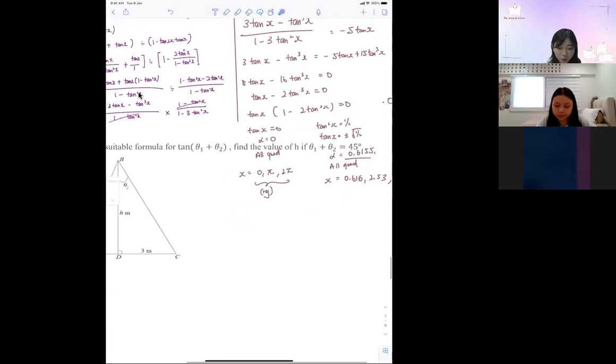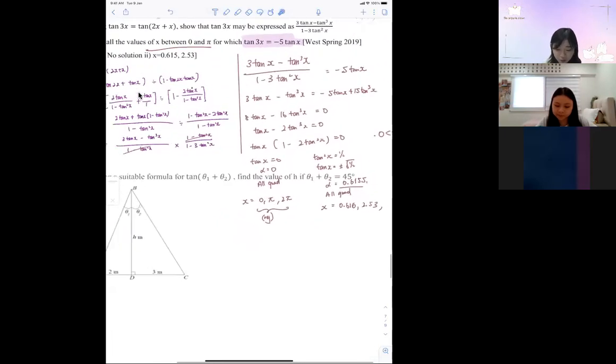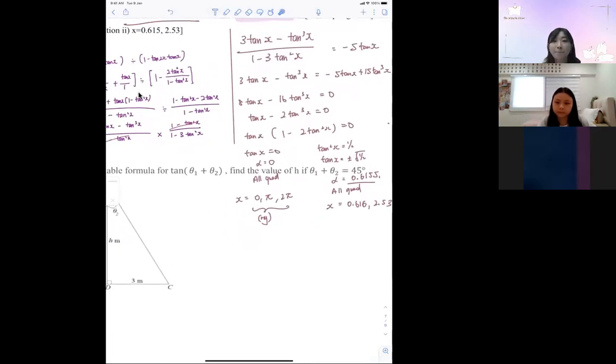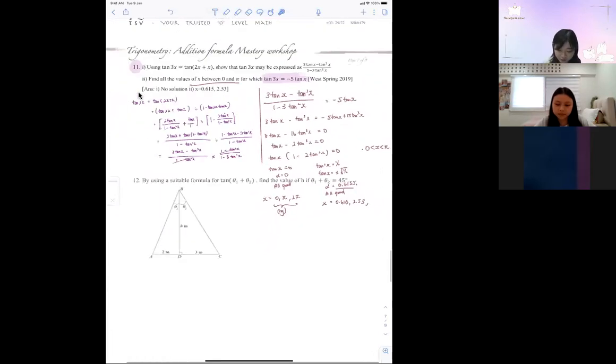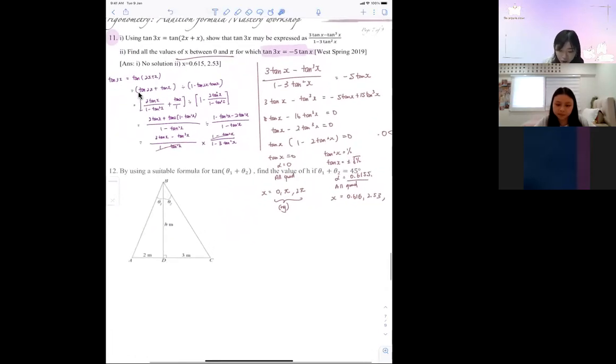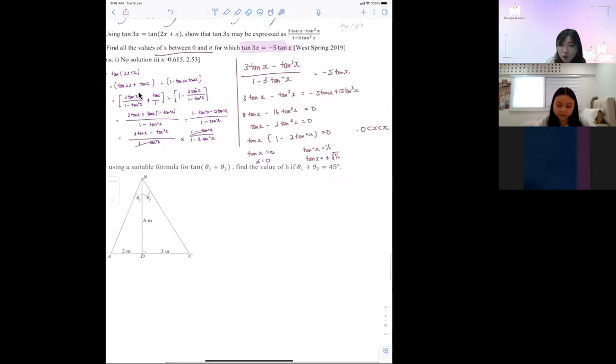Okay. If you are done with question 11, can you help me put a thumbs up? Brian? Okay. Question 12, I think there's some error in your question. Can you help me change it? I think it's find the value of h. You stop there already. Help me put here if theta 1 plus theta 2 is 45.